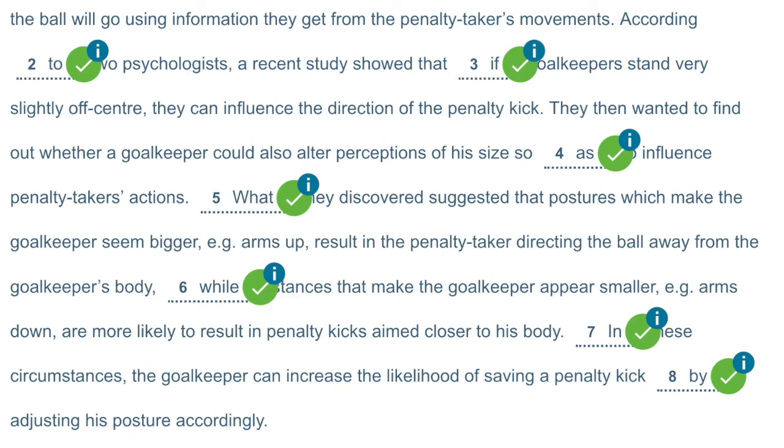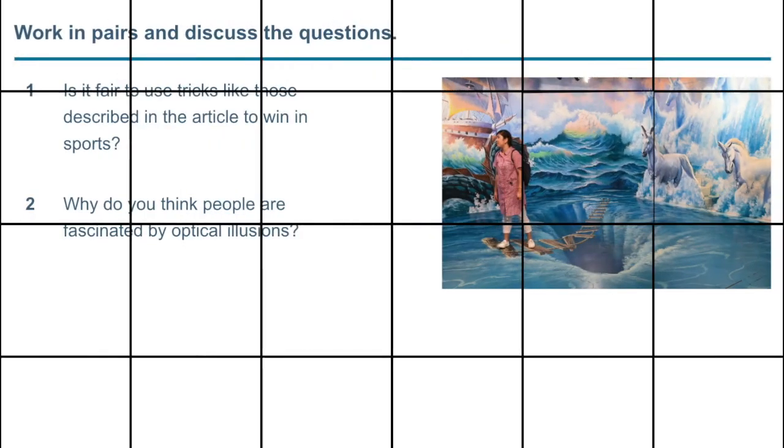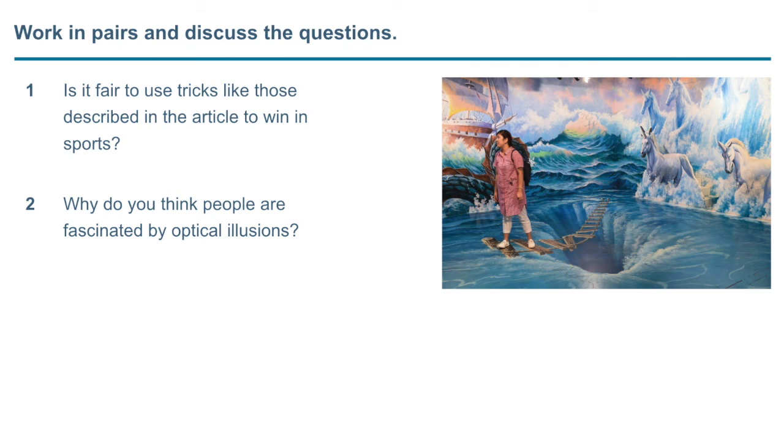Let's move on to exercise 5. It says work in pairs and discuss the questions. You don't have to work in pairs. If you want to do this with someone through messages, that's all right, but I'm not going to ask you to upload this activity because, as I said at the beginning, the only thing you have to upload is the answers to page 61. But it says, is it fair to use tricks like those described in the article to win in sports? What do you think about this?